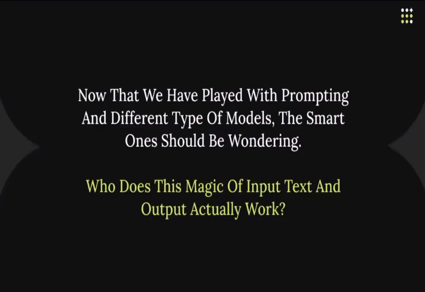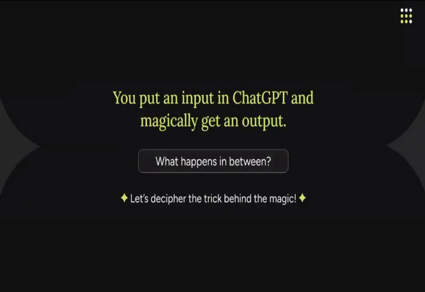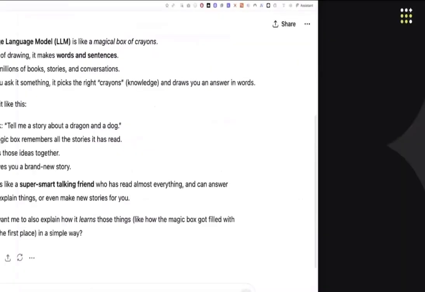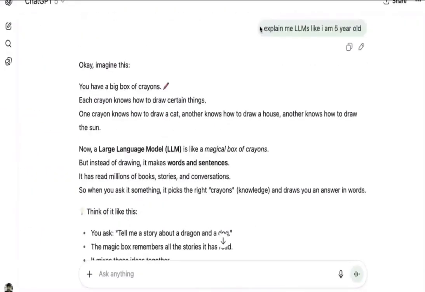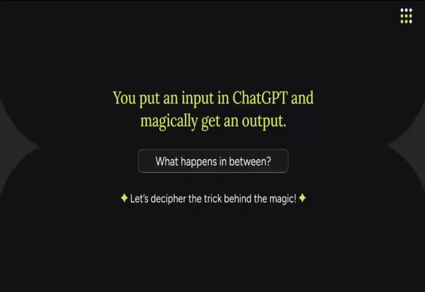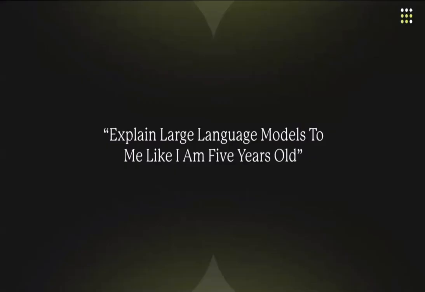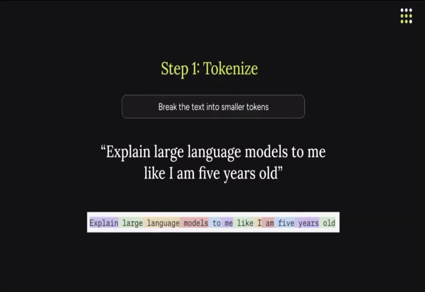Okay. And that is basically the process of how AI works in the backend. So let's decipher the magic. The first step, guys, when we send a prompt like this, explain LLMs like I'm 5 years old, the first step that AI does in the backend that you can't see is something called tokenization. This is step number one.